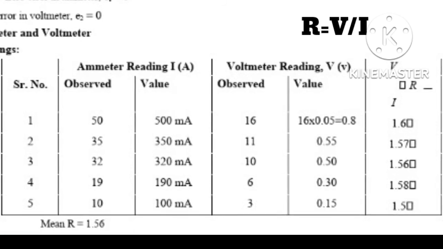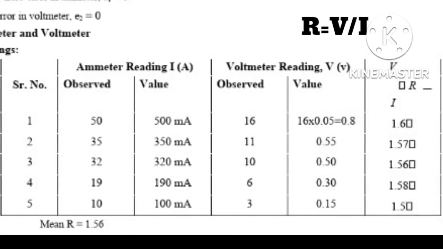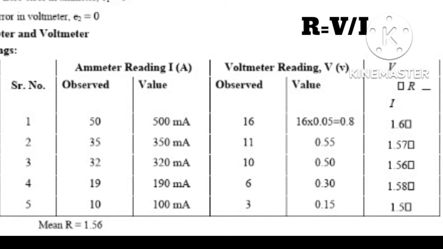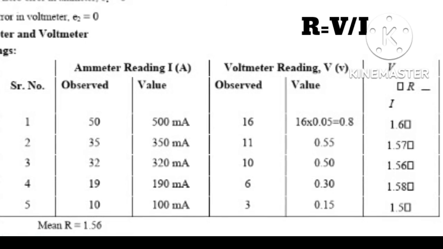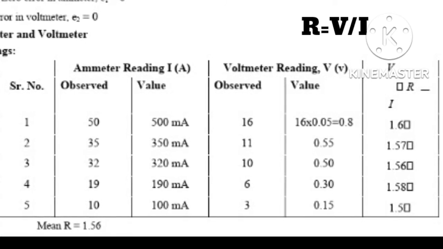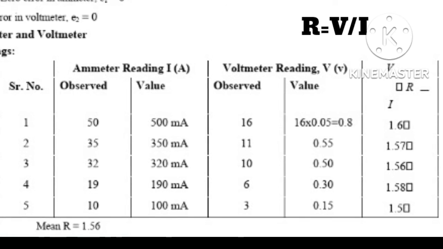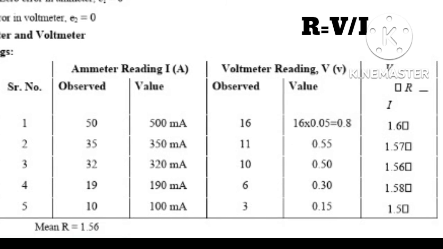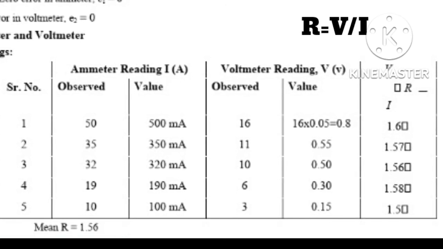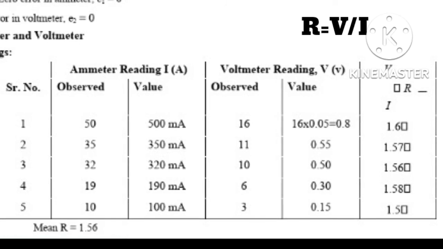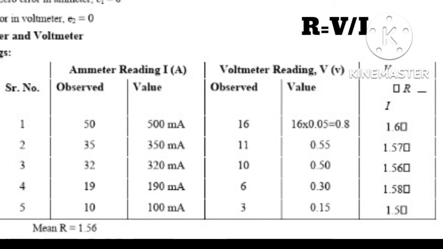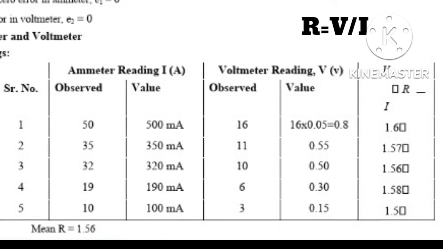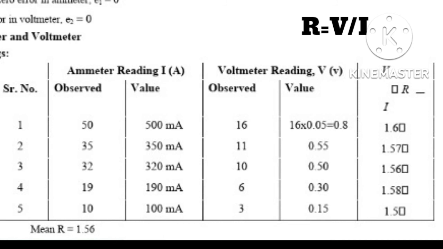Okay. Then we can consider one more example. Suppose we are getting the 35th reading in the ammeter as the ammeter reading. So what will be the actual value? Then we have to multiply with least count, right? 35 into 10 milliamperes, that will be 350 milliamperes. And the corresponding reading in the voltmeter, suppose the 11th division is coming here. So what will be the actual value? So that 11 into 0.05, that will be equal to 0.55. Then R will be equal to 0.55 divided by 350 milliamperes.